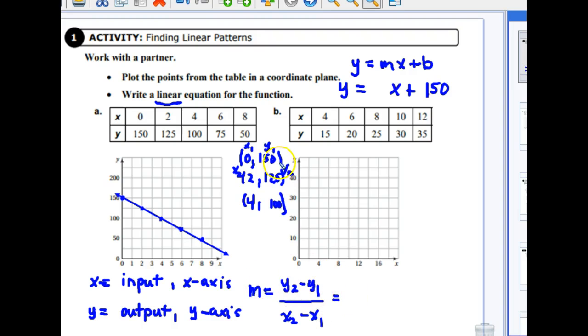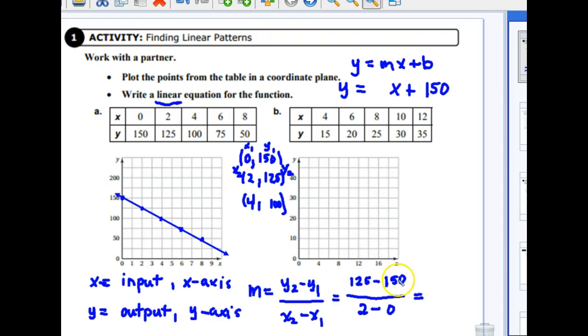Okay, so I'm going to take these numbers that I labeled and I'm going to substitute them. What is my Y2? What number is Y2? 125. So I'm going to start with 125. And I'm always going to subtract my Y1. What is my Y1? 150. What's my X2? No, X2. 2. And I'm always going to subtract my X1. What's X1? Okay.